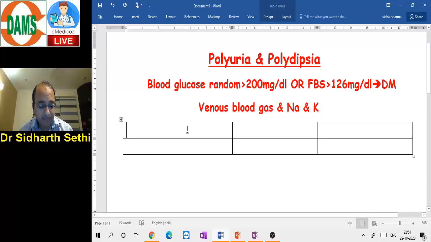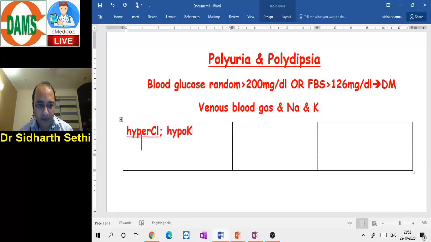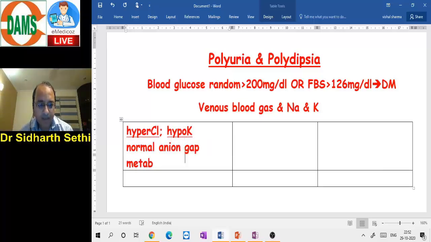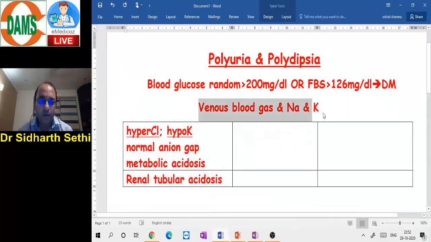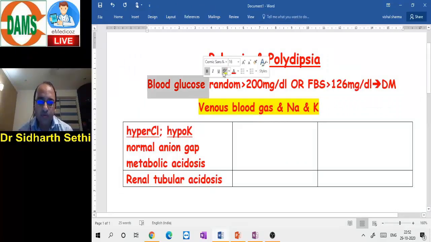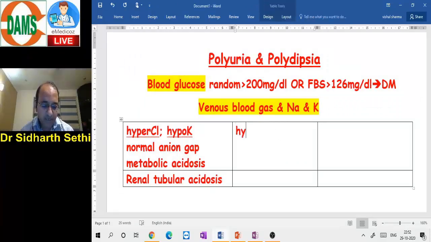The first possibility is hyperchloremic, hypokalemic, normal anion gap metabolic acidosis. Now this is called RTA, renal tubular acidosis, a hypokalemic, hyperchloremic, normal anion gap metabolic acidosis. Okay. Now the other can be hypokalemic, hypochloremic metabolic alkalosis.